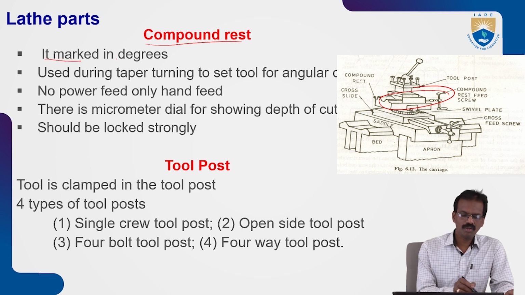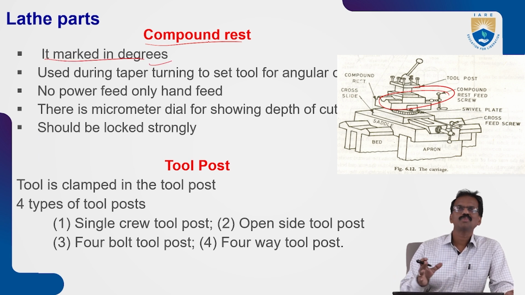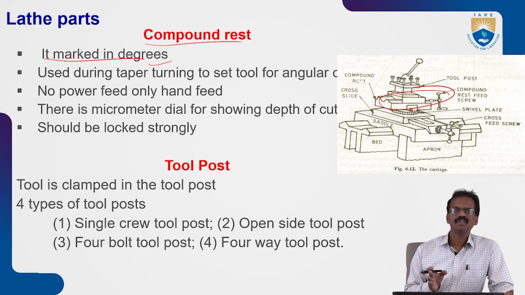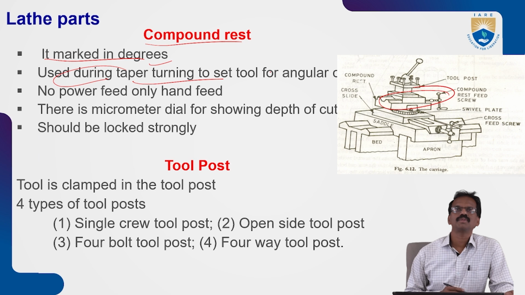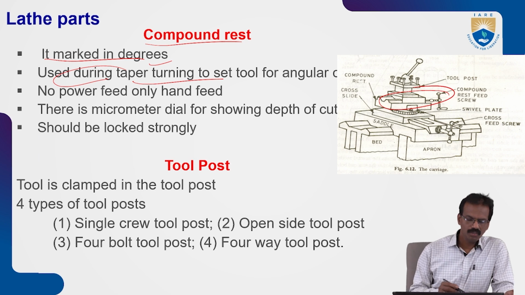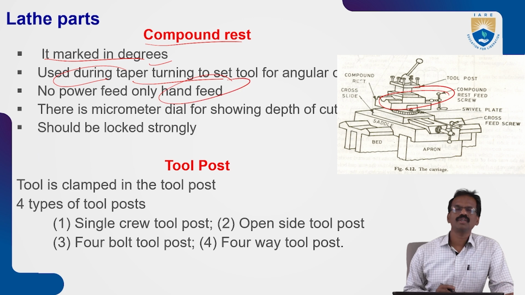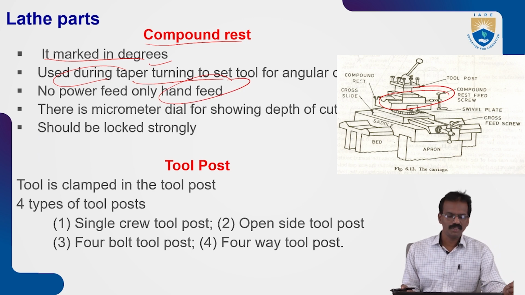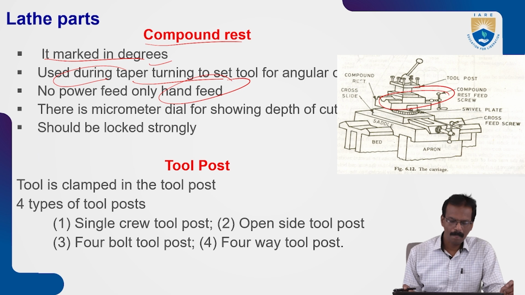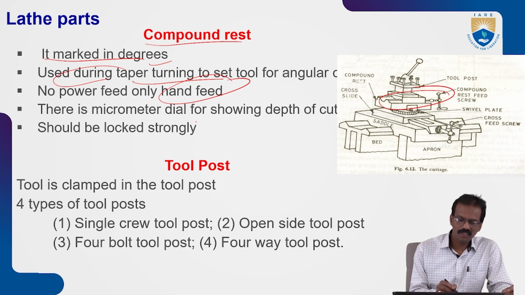Okay, so it is marked in degrees because it provides the angular movement of the tool bit. Okay. It is mainly used in the taper turning operation. To perform the taper turning operation, we will use this one. So no power feed, only hand feed. Okay, by the hand we can give the feeding for the angular movement. Okay. So there is a micrometer dial for showing the depth of cut also.